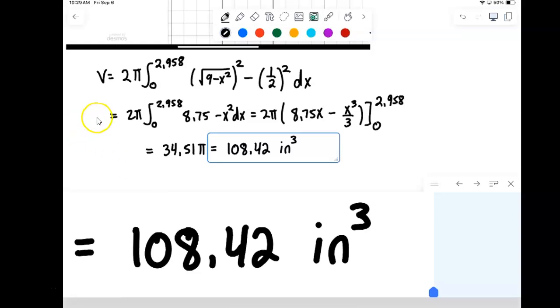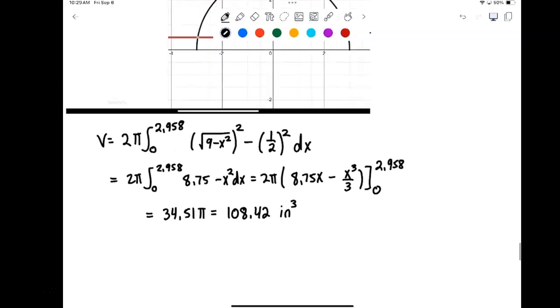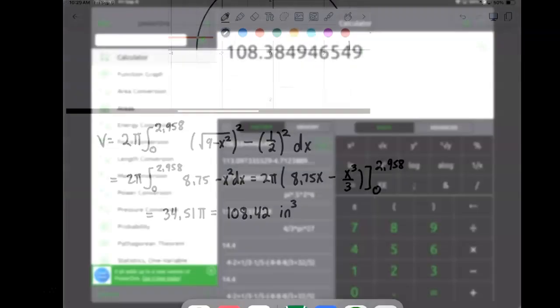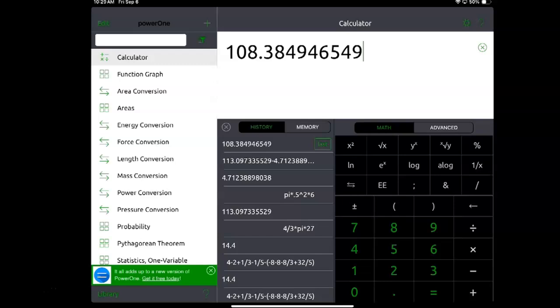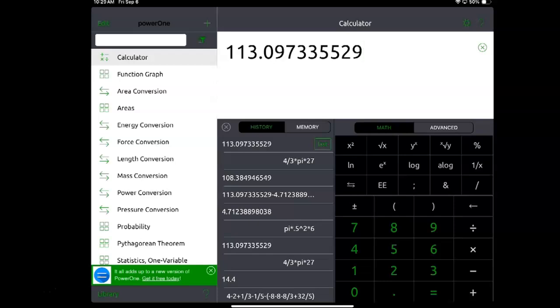This was originally a 3-inch ball, going back to the top of the problem, so that would be in units of cubic inches. Now, a few things just to verify that this answer makes sense. If we were to do the volume of a ball, a 3-inch ball, the volume of a sphere is 4/3 pi r cubed. So that would give us a volume of 113.097 total cubic inches.